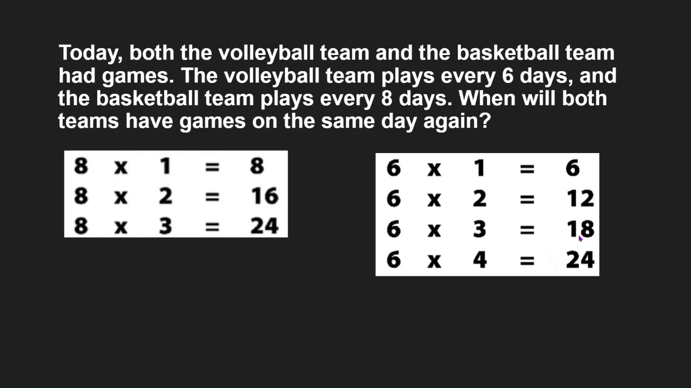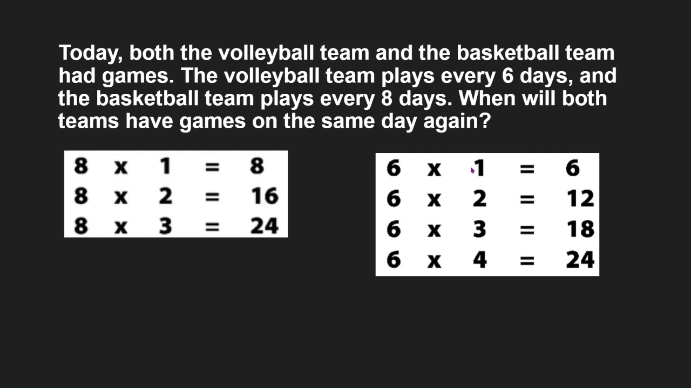So the answer is in 24 days, the teams will have a game on the same day again, right? It'll take 24 more days. This is the lowest common multiple. So once you find it, right, you don't need to do any more.